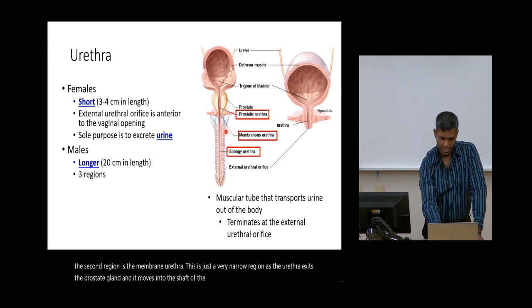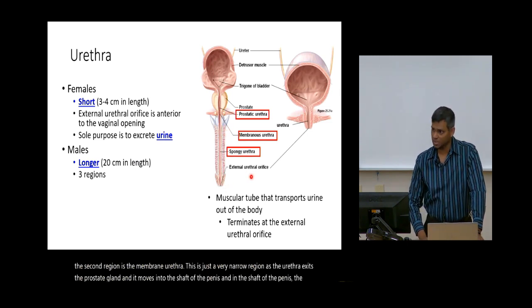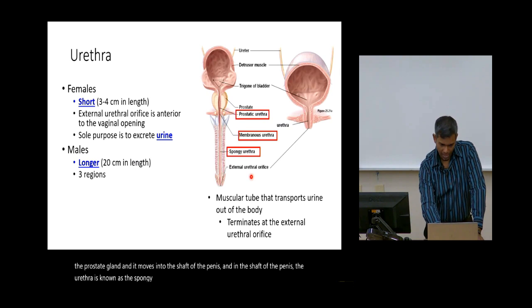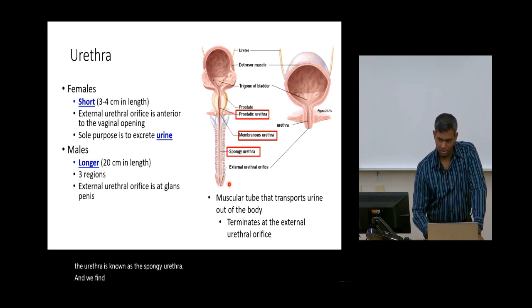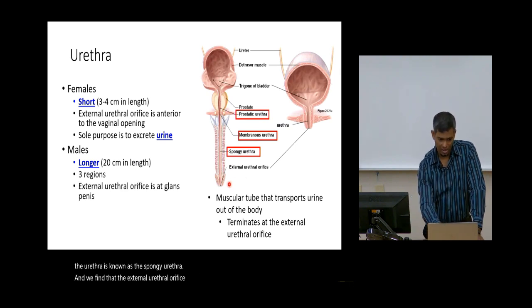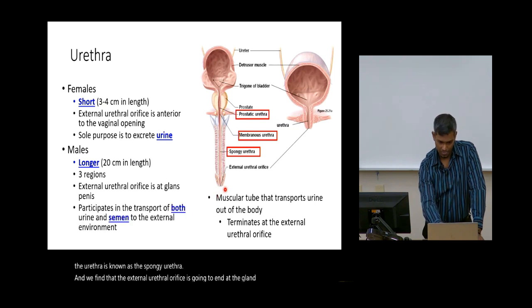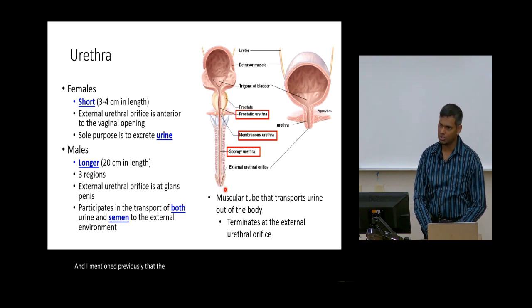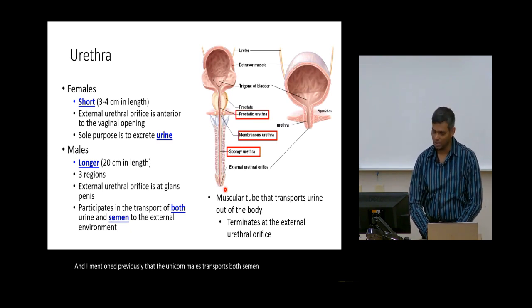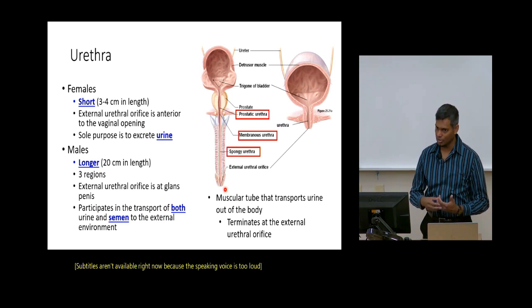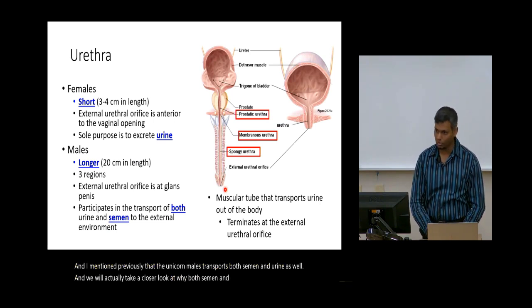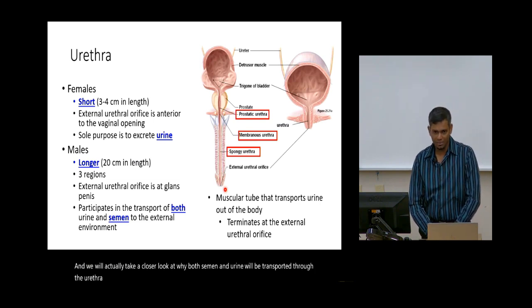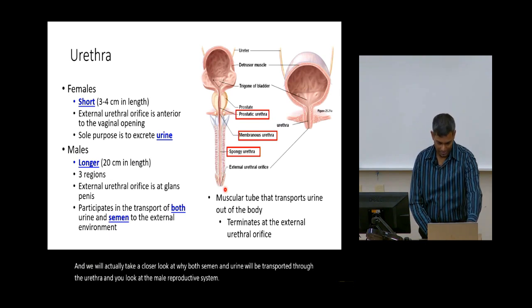And in the shaft of the penis, the urethra is known as the spongy urethra. We find that the external urethral orifice ends at the glans penis, as shown here. I mentioned previously that the urethra in males transports both semen and urine. We will take a closer look at why both semen and urine are transported through the urethra when we look at the male reproductive system in the next couple of weeks.